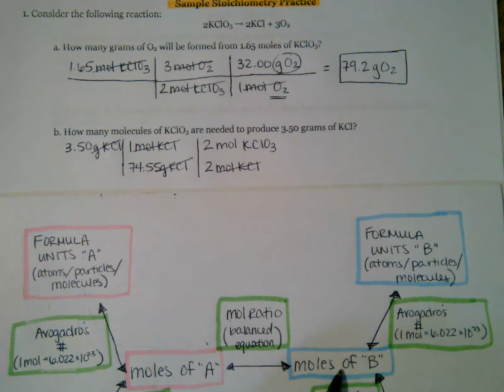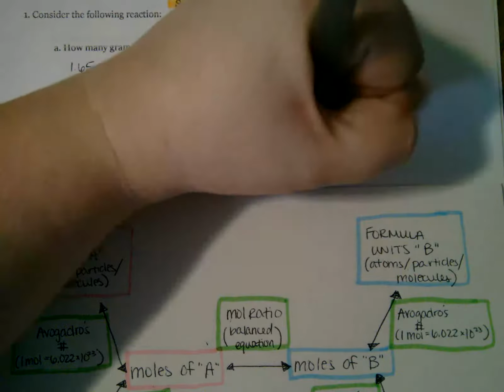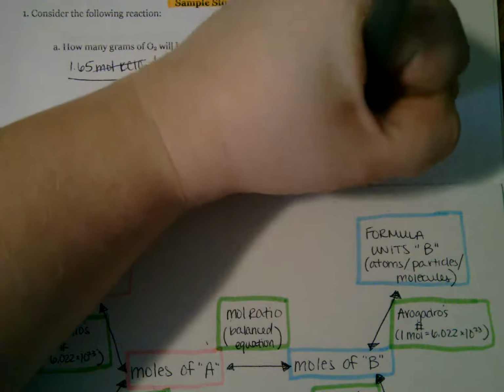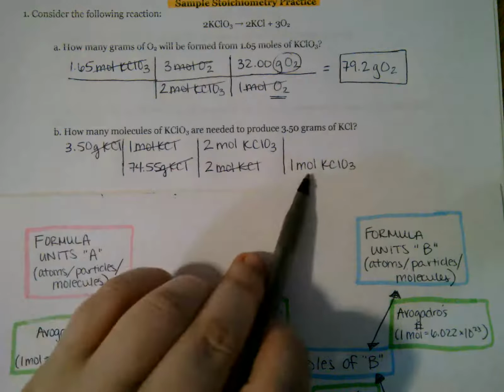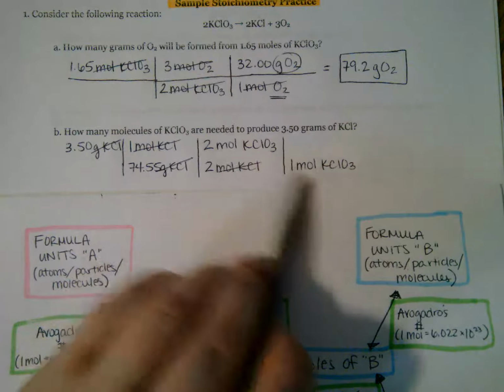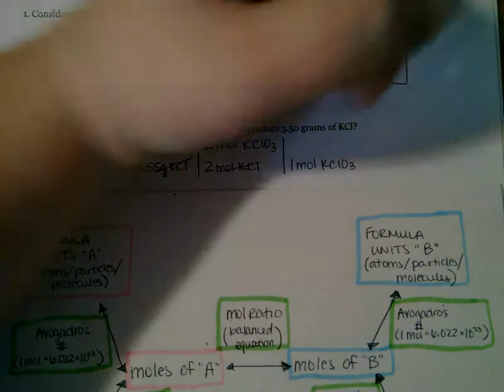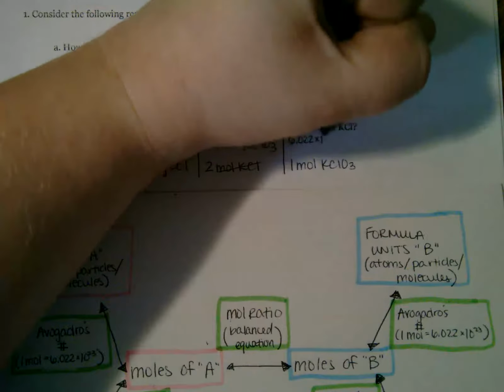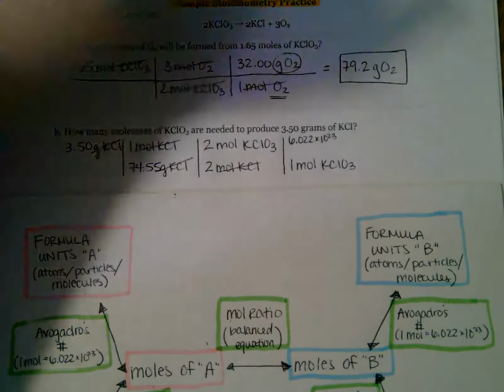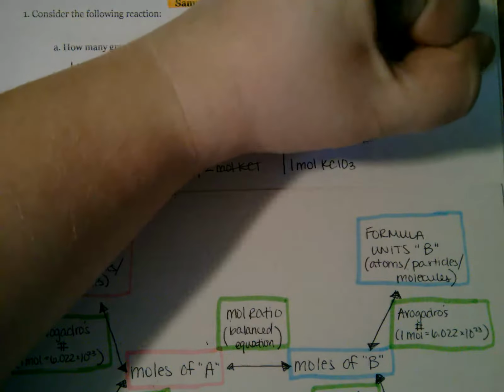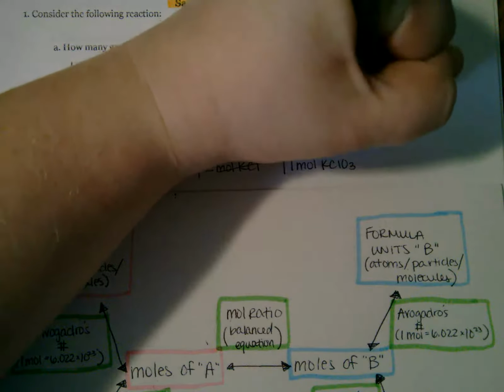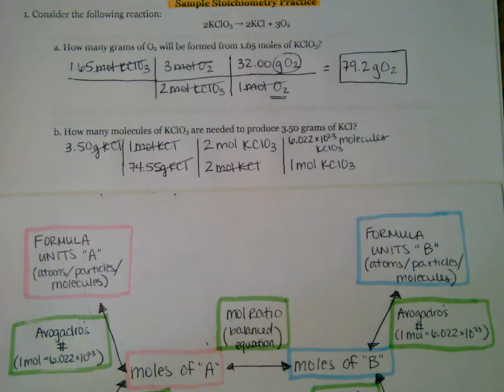Okay, so now we're here at this step. And then the last step from our flowchart, we're just going from moles of potassium chlorate to molecules. Again, we do that using Avogadro's number. In 1 mole of potassium chlorate, I put 1 mole on the bottom so that that unit cancels out. In 1 mole of potassium chlorate, we know that there are Avogadro's number of molecules of potassium chlorate.